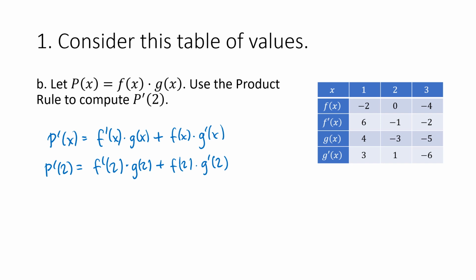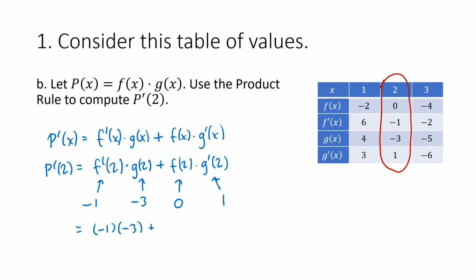Those are all going to be in the column corresponding to x equals 2. So we see f prime of 2, that's going to be negative 1, g of 2, that's negative 3, f of 2, that's 0, and g prime of 2, that's positive 1. So our derivative of our product function is negative 1 times negative 3 plus 0 times 1. That works out to be positive 3.